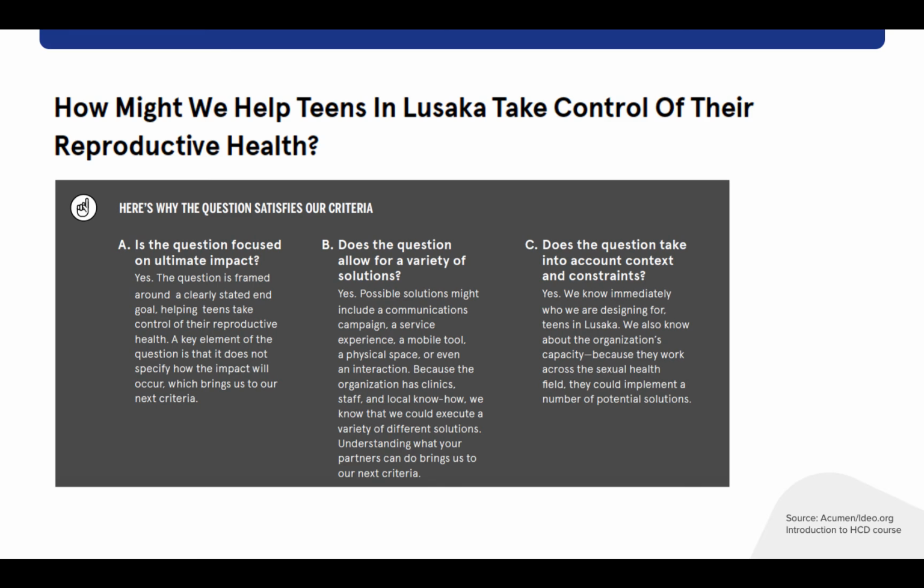And the third one, does the question take into account context and constraints? Yes, absolutely. Just by reading the question, we already know that this is a challenge that we are trying to solve in Lusaka, and our focus will be to design solutions that can help teenagers. So it's very clear also who we are designing for.